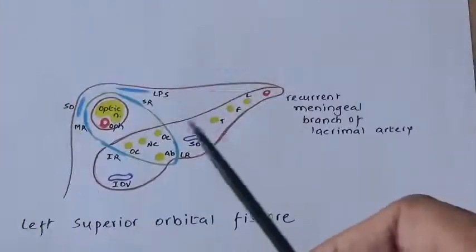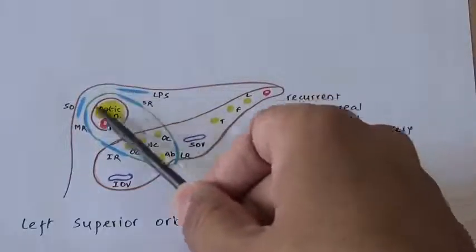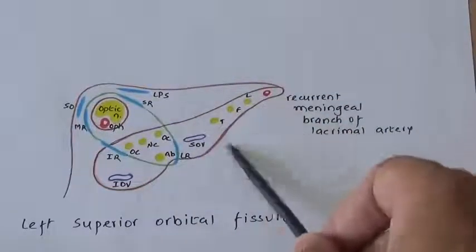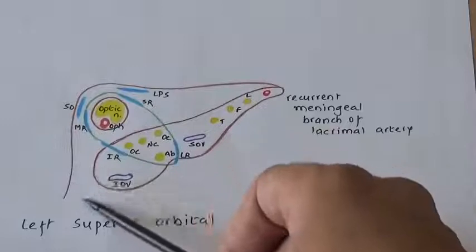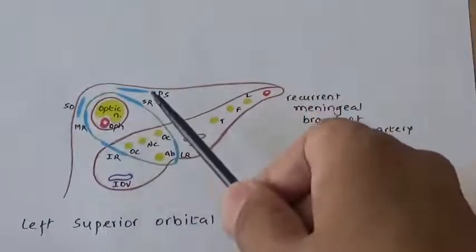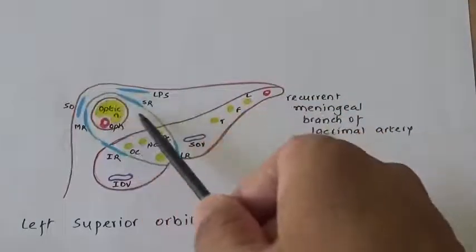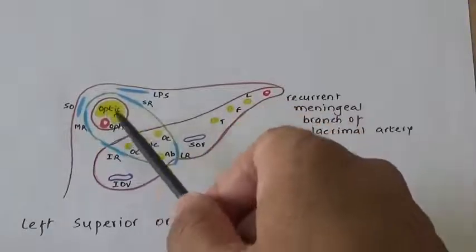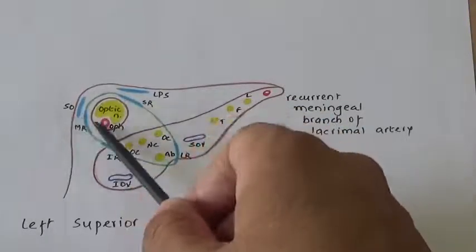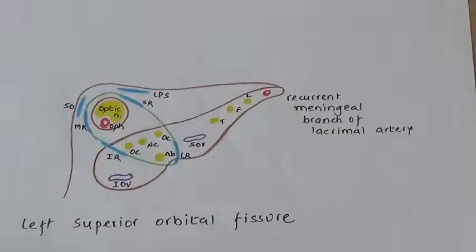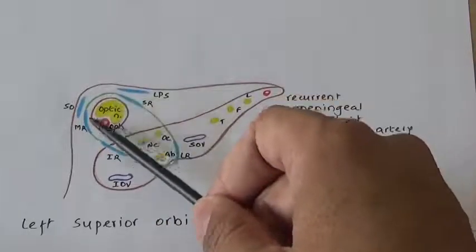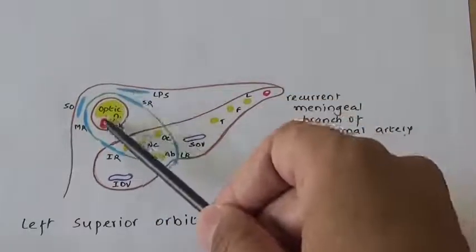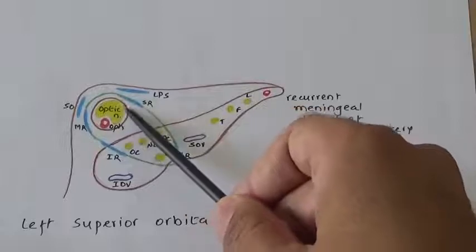So here in this diagram, you can make out this is the lesser wing of sphenoid, this is the greater wing of sphenoid, and here is the body of sphenoid. As you know, the lesser wing of sphenoid splits to form anterior and posterior roots, and in between it forms the optic canal. Now this optic canal allows passage of the optic nerve, ophthalmic artery, and the meninges.